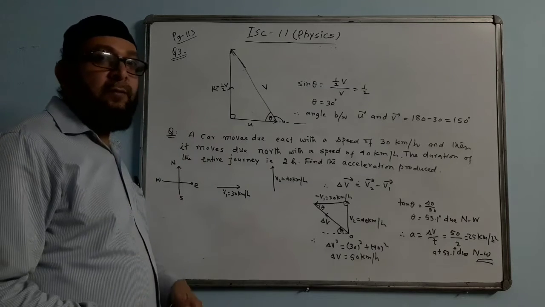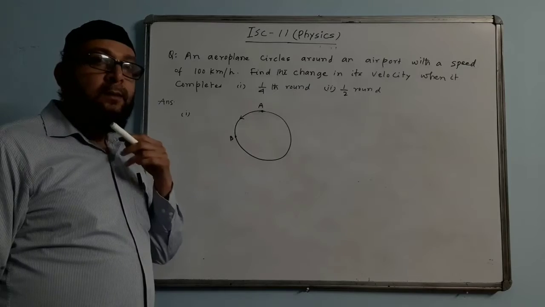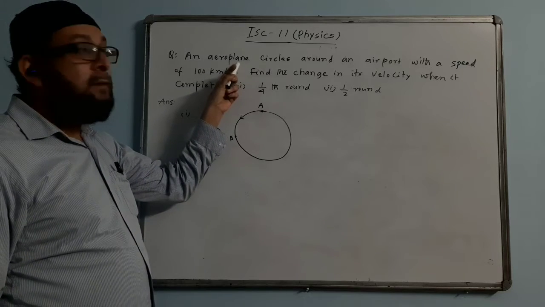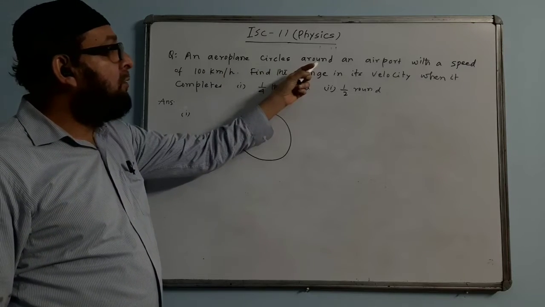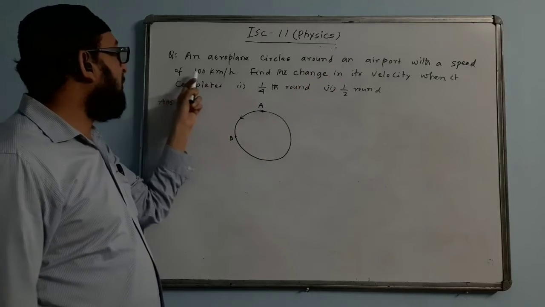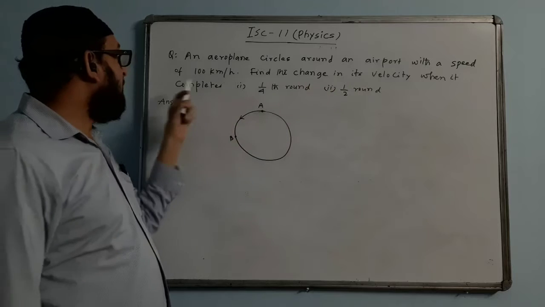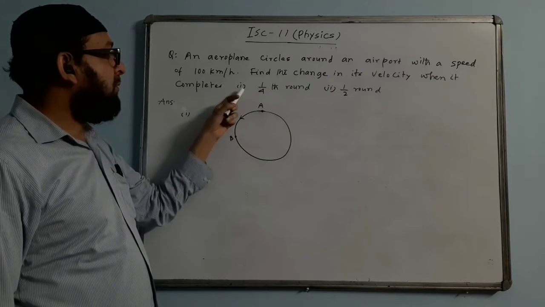We will do one more question, then we will discuss the other topic. Here is another problem. I have written it. An aeroplane circles around an airport with a speed of 100 km per hour. Find the change in its velocity when it completes. There are 2 cases.